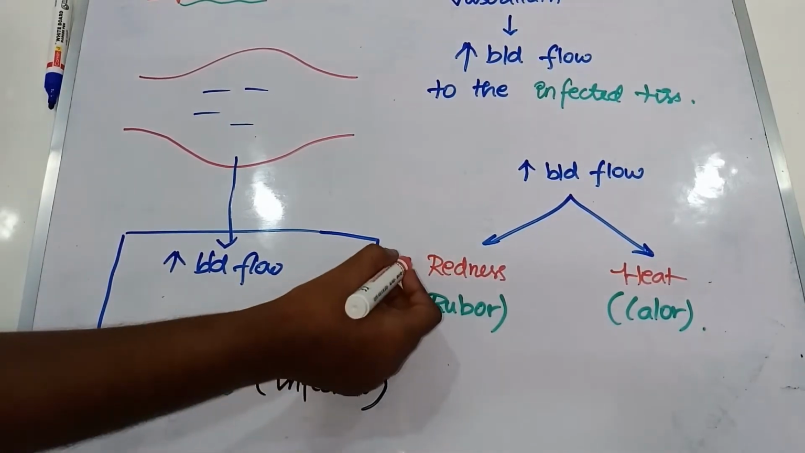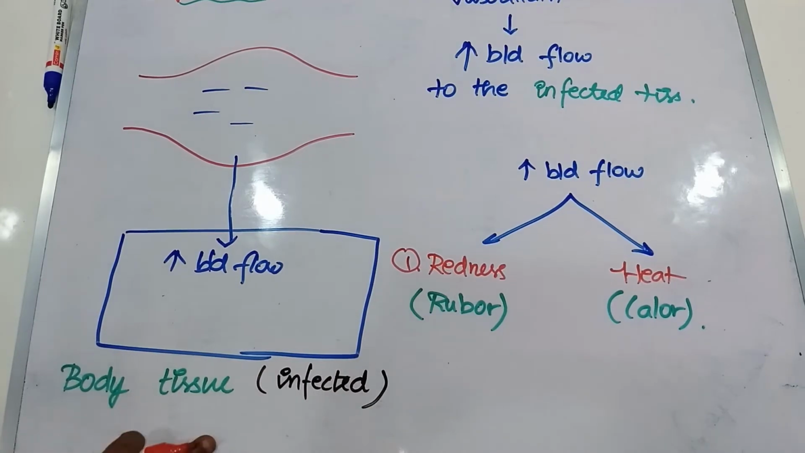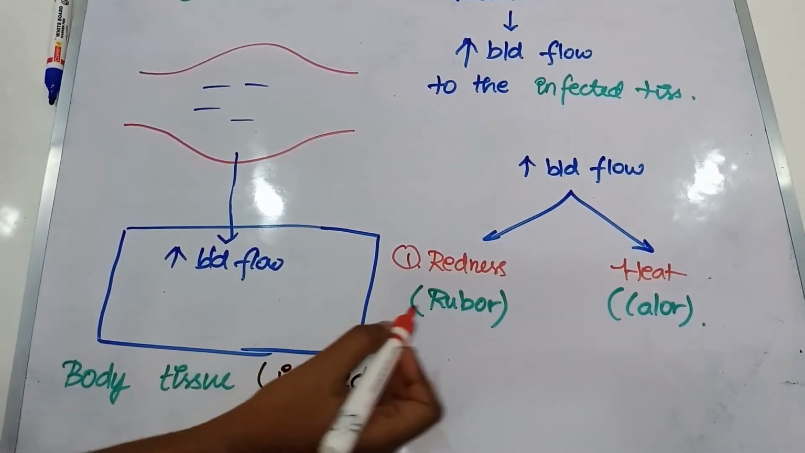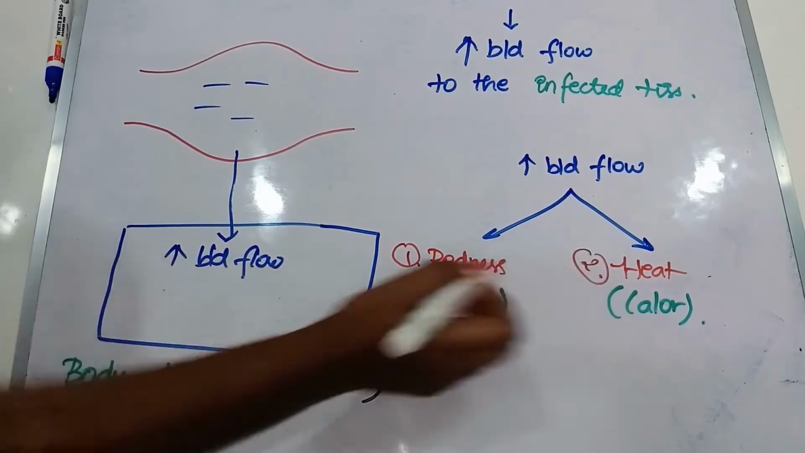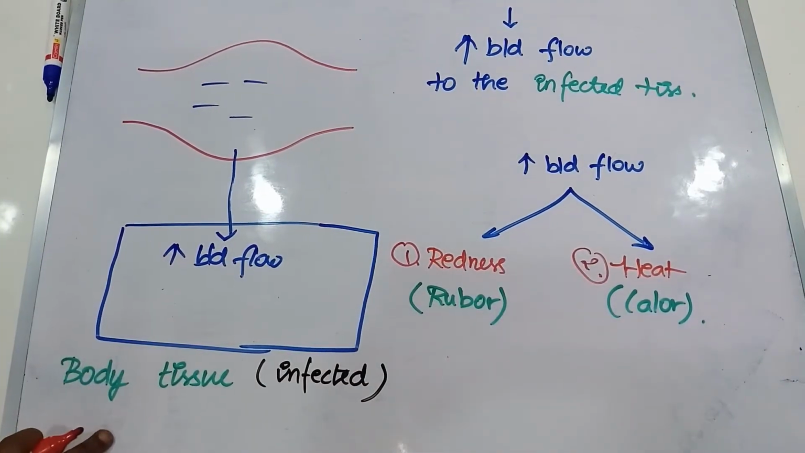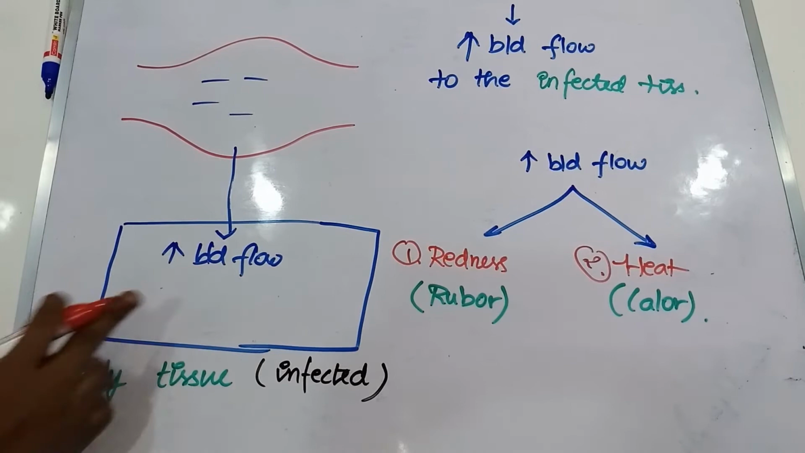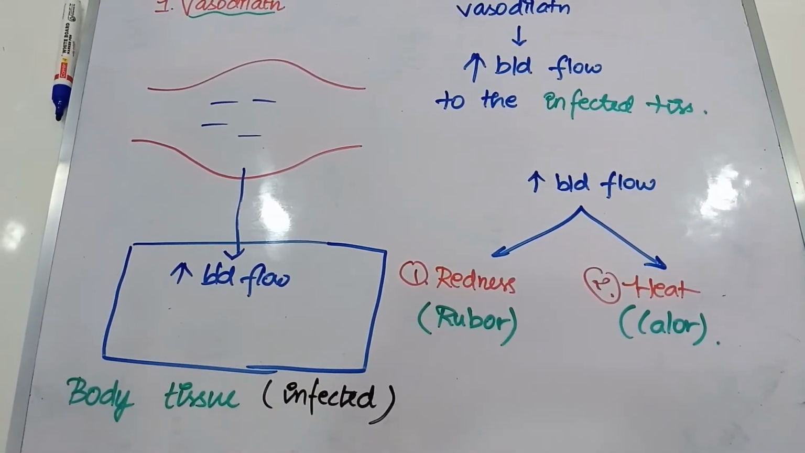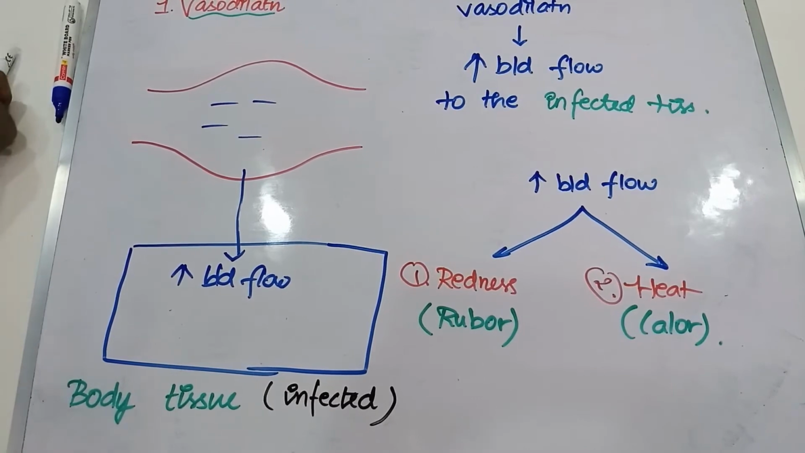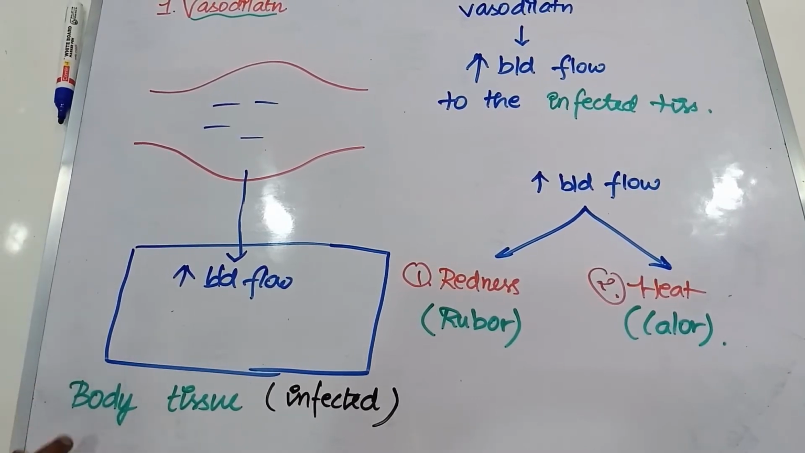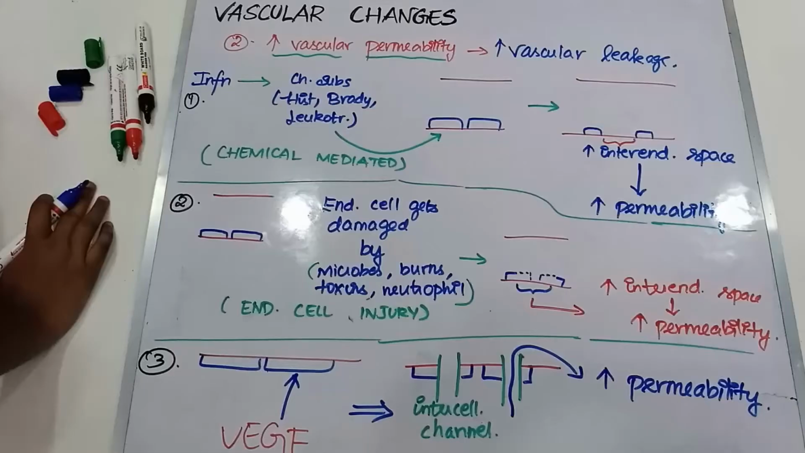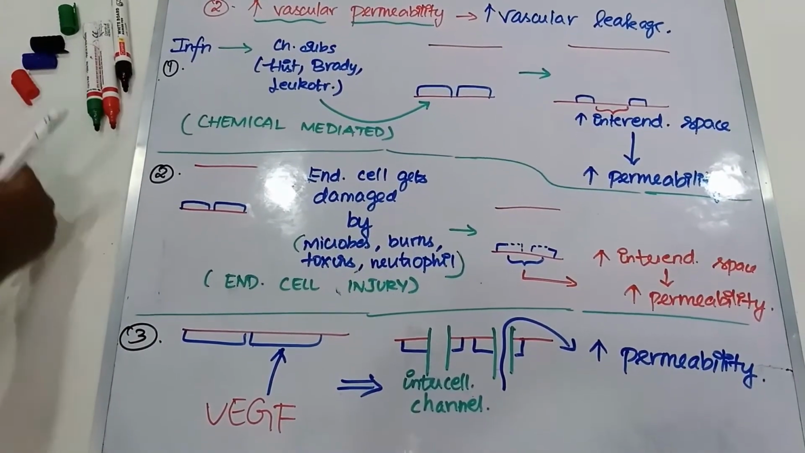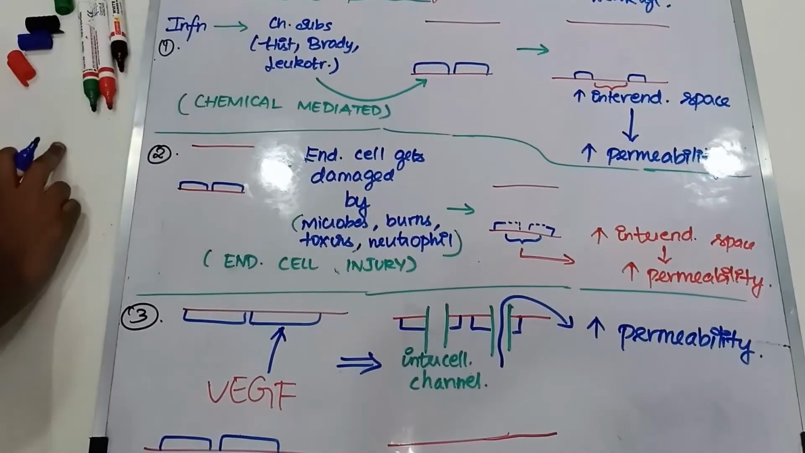So the first one will be the redness in that body tissue, which is due to the increased blood flow, and the second one will be the heat production in the infected body tissue, which is also due to the increased blood flow. The redness is called rubor and the heat is called calor. Then we'll move on to the increased vascular permeability. In the vascular changes, we have seen about the vasodilation. We'll move on to vascular permeability.